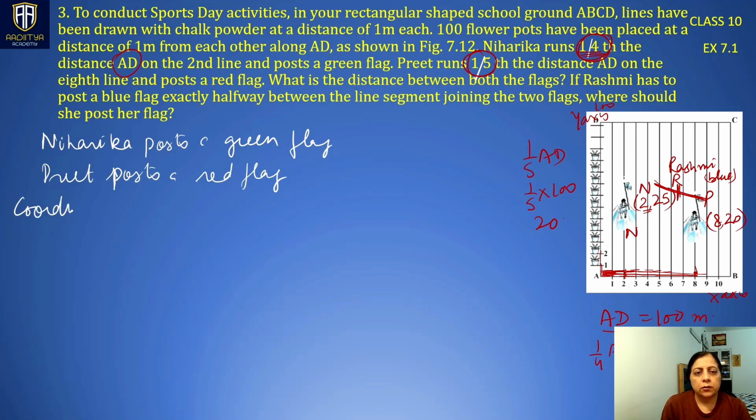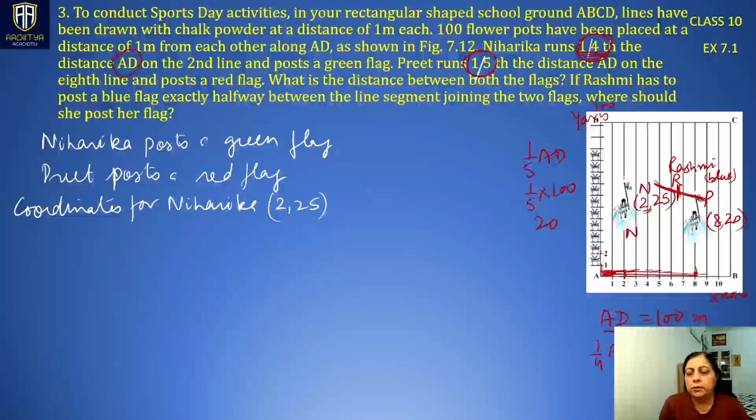Coordinates for Niharika is 2,25. I hope you have understood the concept. We are just simply treating this graph as the Cartesian plane, the first quadrant of the Cartesian plane, and then writing the coordinates for Niharika and Preet. We find the distance between them. Coordinates for Preet is 8,20. So let this be N, this be P.